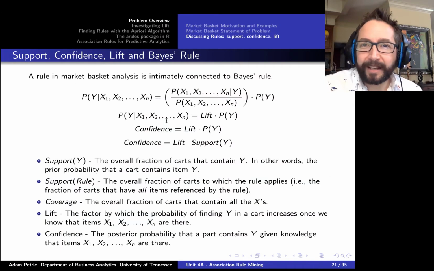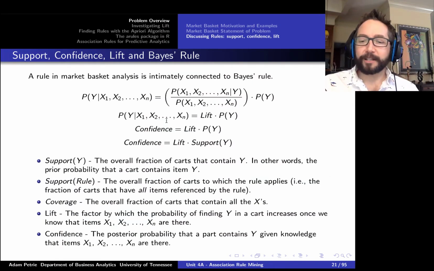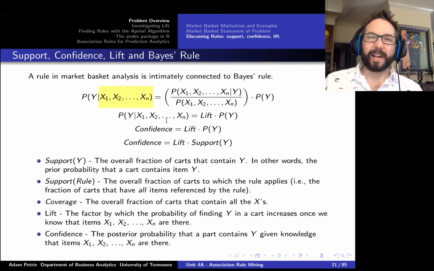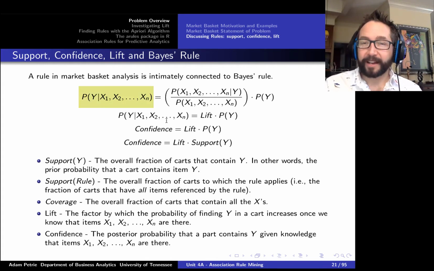So kind of tying that back into the way we originally wrote our rules, if a shopper has a particular combination of items, x1, x2, all the way through xn, now what's the probability that we would find item y in that cart? So what's the conditional probability of y given x1 through xn?